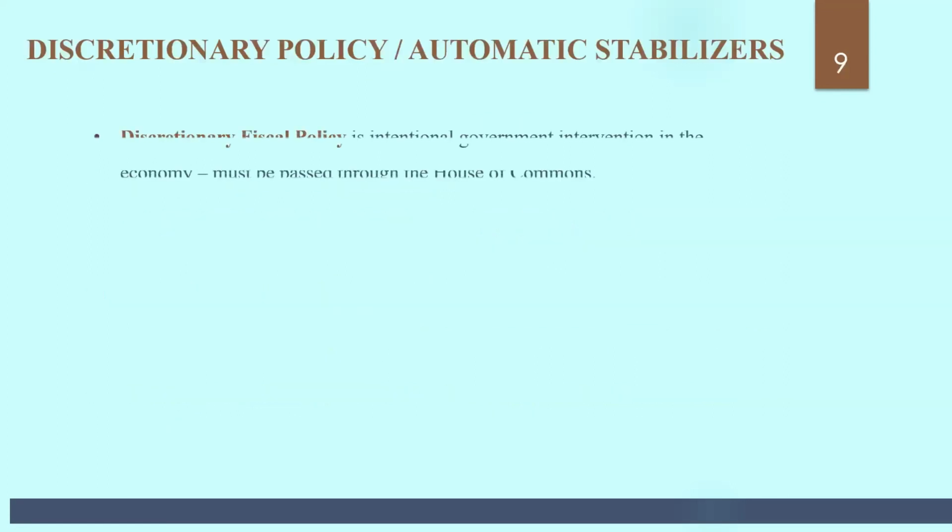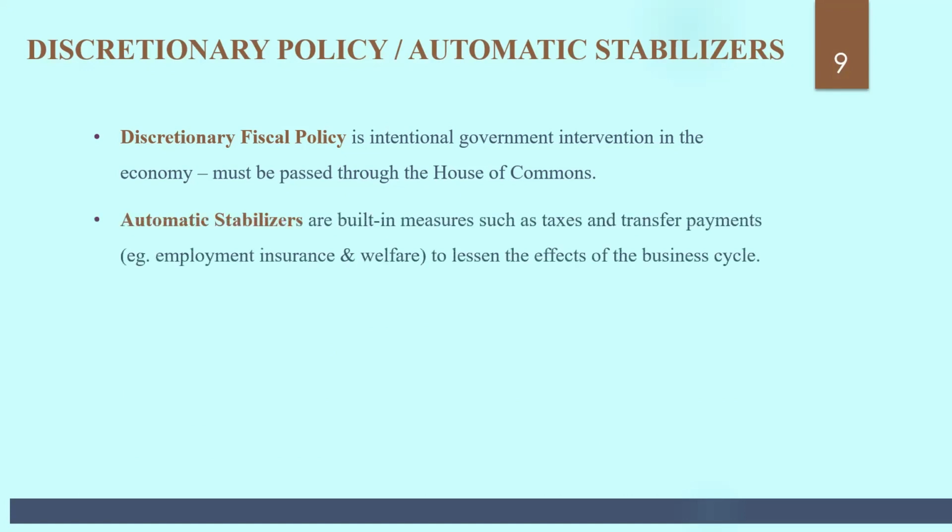Discretionary and automatic stabilizers. Discretionary fiscal policy is intentional government intervention in the economy, which must be passed through the House of Commons.